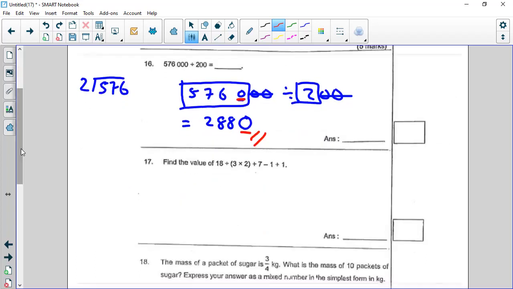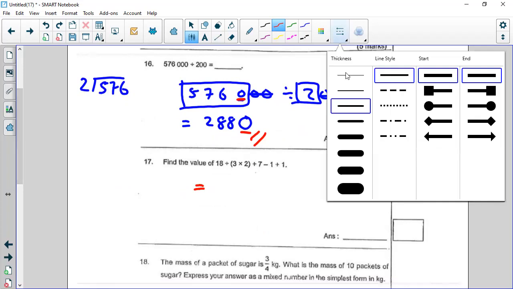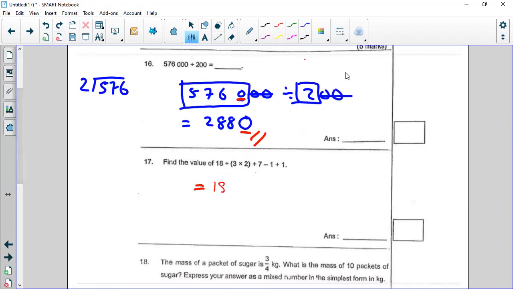Question 17. Now, the signs are not very clear. I can't really see the signs clearly. I think this is 18 plus or divide? I think it's a divide. Okay, then let me just rewrite everything. 18 divide, then 3 times. And then plus 7 or divide by 7? Plus 7 now. Then minus 1 plus 1, right?